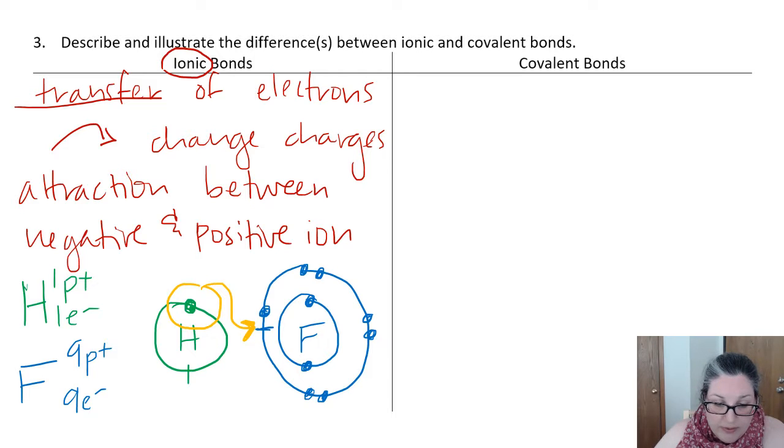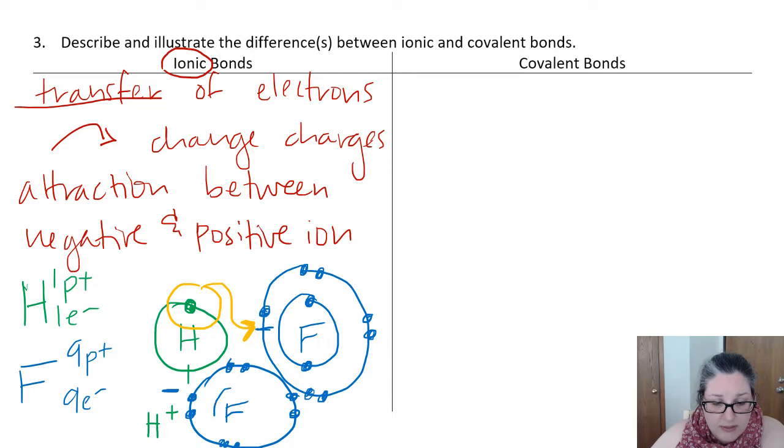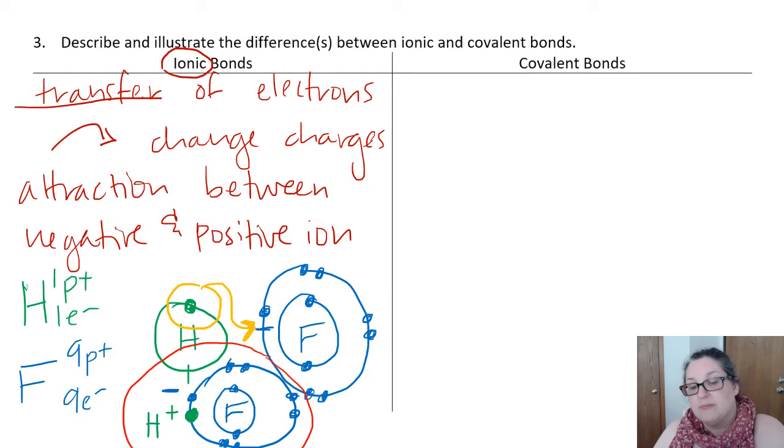And so when these two are bound together, hydrogen will simply be a positively charged proton, and fluorine will be negatively charged because now it has an extra electron from hydrogen. I'm running out of space. There we go. Here is hydrogen's electron that it donated, right there. And this is an ionic bond. It's an association between positive and negative atoms or groups of atoms.